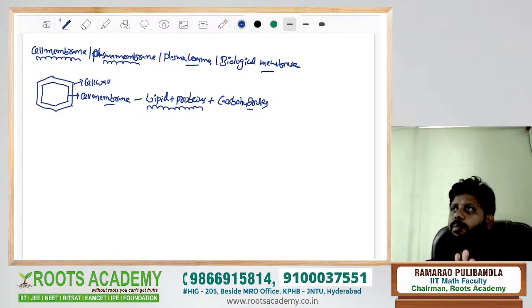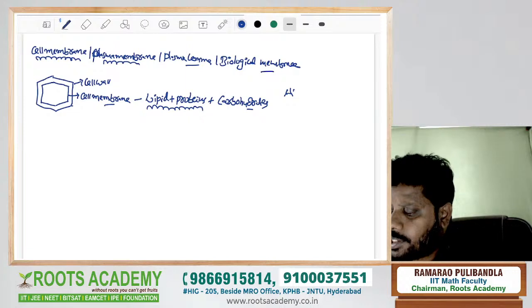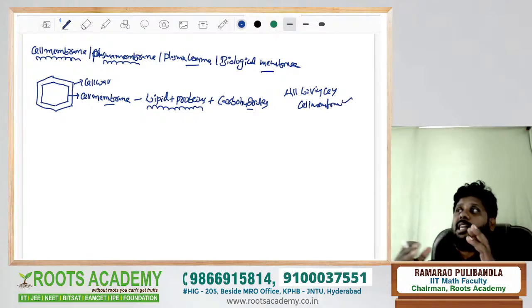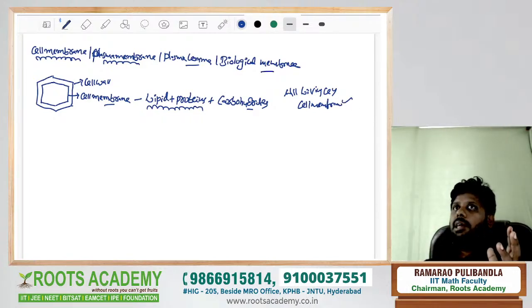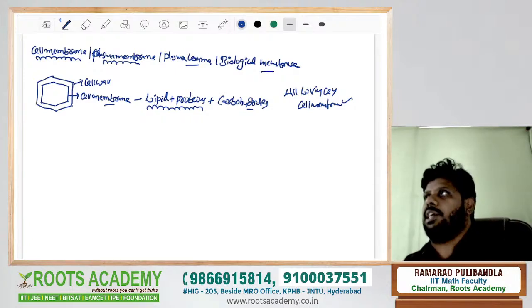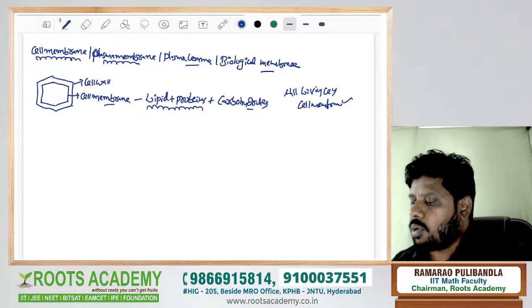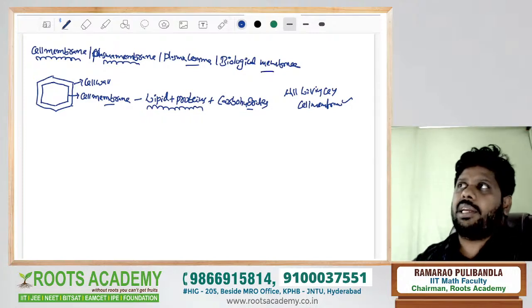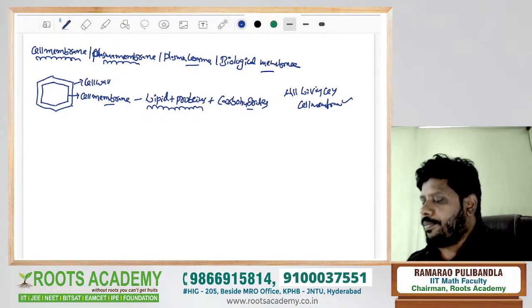Wherever there is a cell membrane, it means all living cells. If it is a living cell, compulsorily which one is present? The cell membrane is present. The cell wall is present, for example, in a plant cell, a living cell; an animal cell is also a living cell. In an animal cell there is no cell wall, in a plant cell there is a cell wall. So the cell wall being present or absent depends upon the type of cell. But all living cells must consist of a cell membrane.